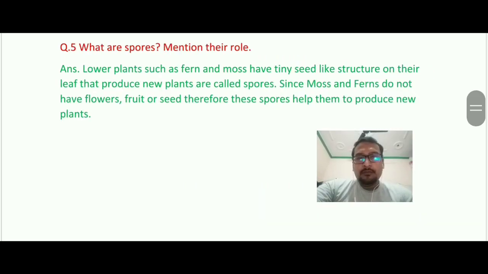Answer number 5. What are spores? Mention their role. Lower plants such as fern and moss have tiny seed-like structures on their leaf that produce new plants, called spores. Since moss and fern do not have flowers, fruits and seed, therefore spores help them to produce new plants. So this is what is given in answer number 5.